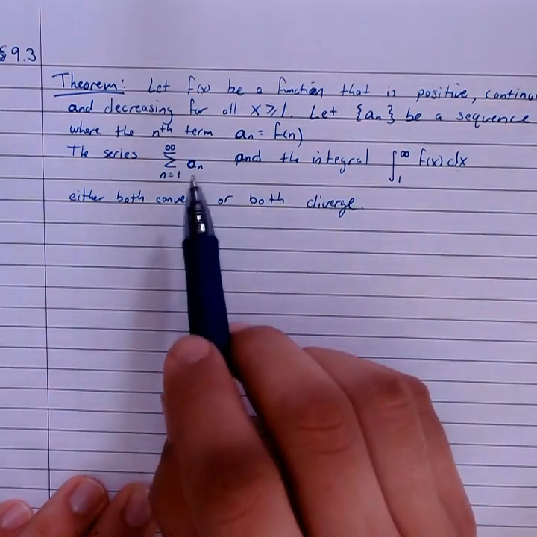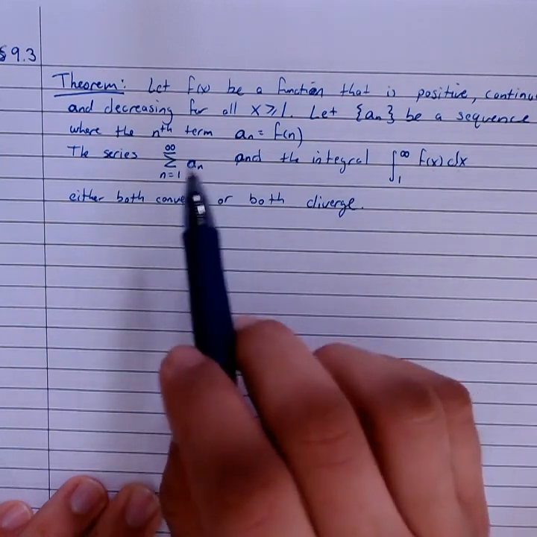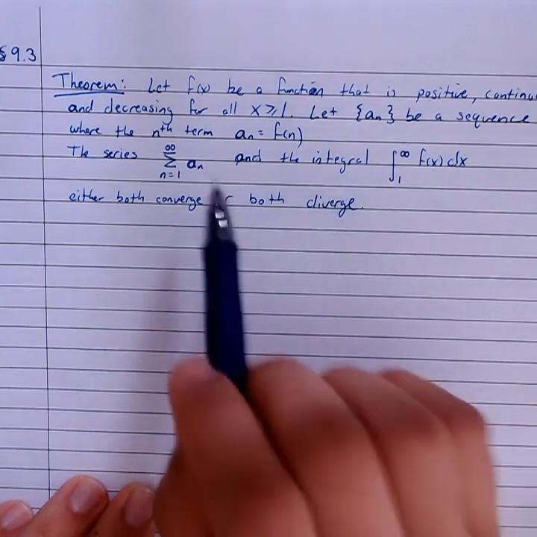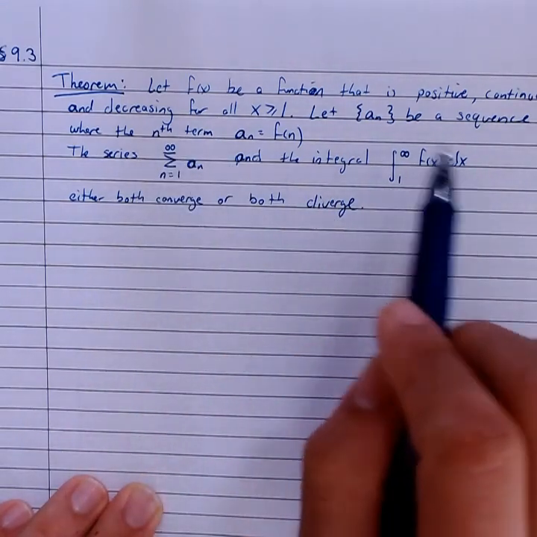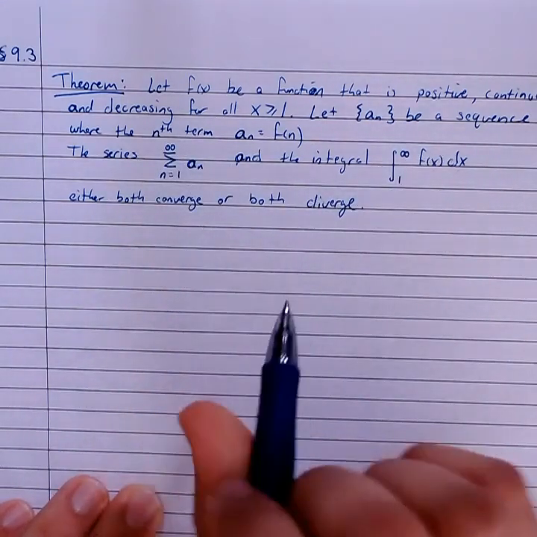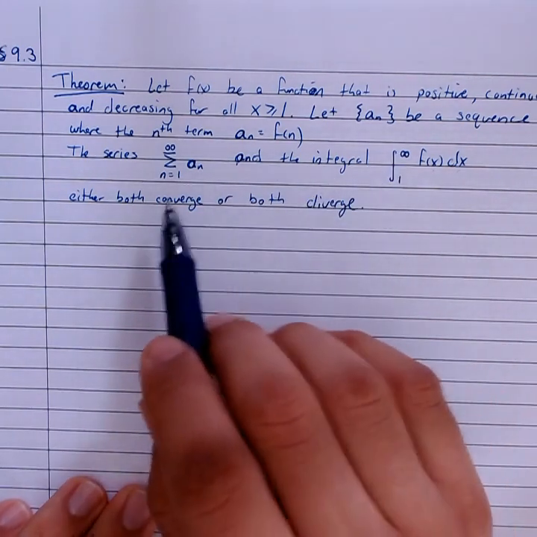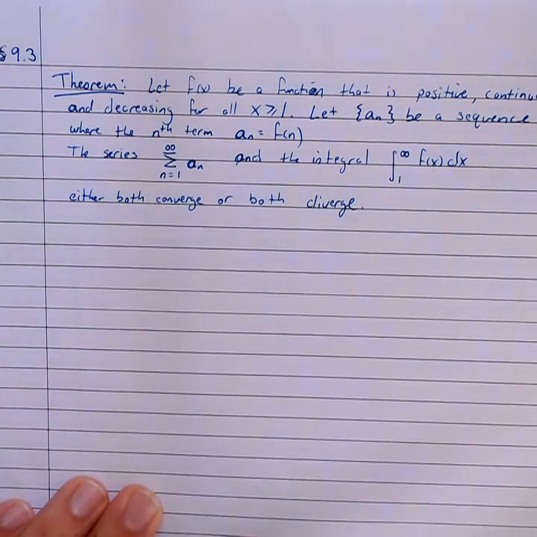Note, it doesn't say that the answers are the same. It just says if one converges, so does the other. If one diverges, so does the other. If this converges to 12, this might converge to 4 million, or vice versa. So it doesn't say anything about what they converge to. This just says either both will converge or both will diverge.